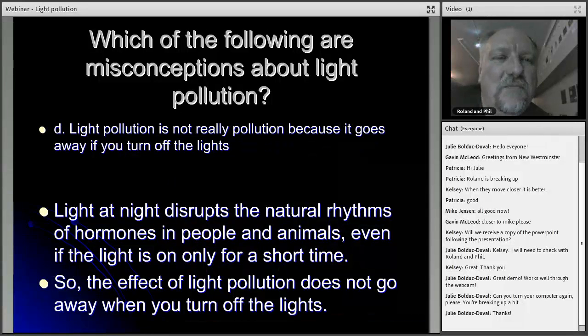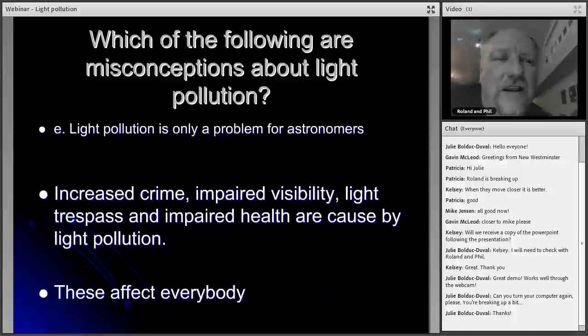Answer D was light pollution is not really pollution because it goes away if you turn off the lights. Well, light at night disrupts the natural rhythms of hormones in people and animals, even if the light is on only for a short time. So the effect of light pollution does not go away when you turn off the lights. And light pollution is only a problem for astronomers? Well, no, right? Increased crime, impaired visibility, light trespass, and impaired health are all caused by light pollution. And these affect everybody.